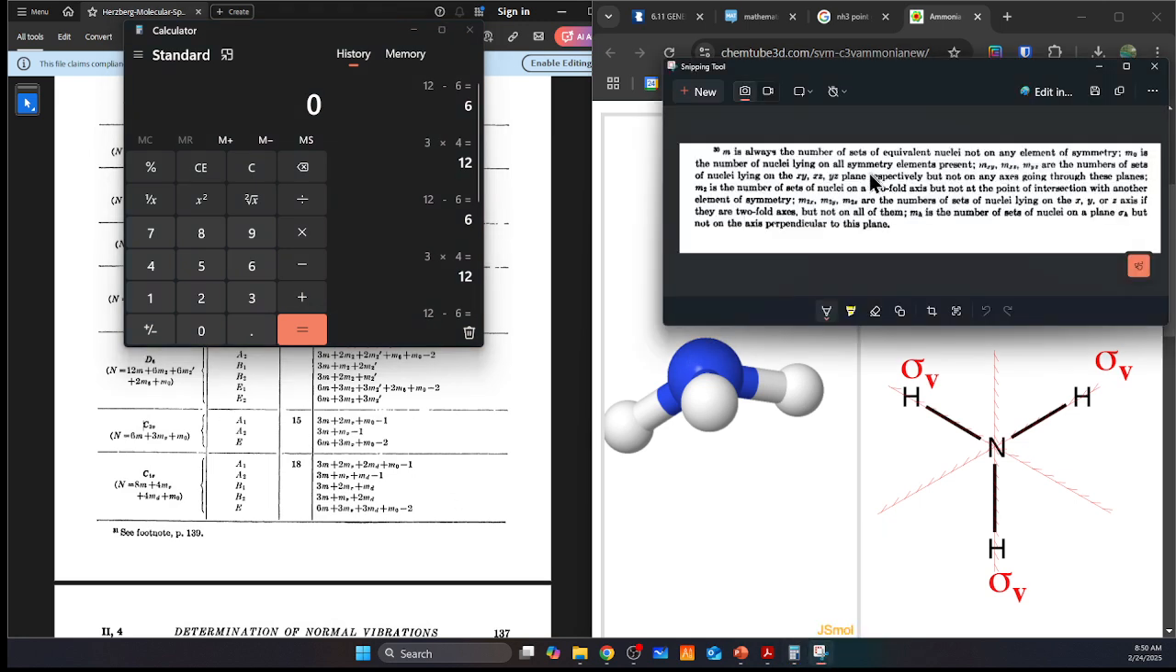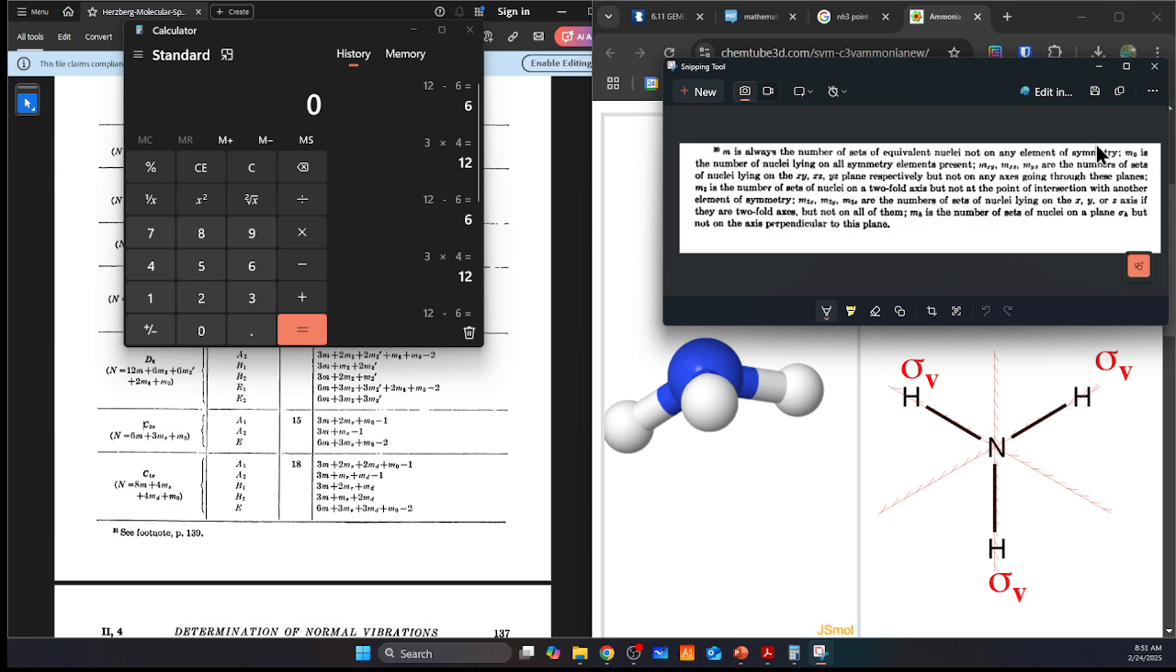Okay. So we go through, and M would always be the number of sets of equivalent nuclei not on any element of symmetry. Well, that's not true for any of these, is it? You have the plane of symmetry, it goes through everything here, and so you don't have anything that's not on any element of symmetry. Notice the terminology here, equivalent nuclei. The hydrogens here would be equivalent nuclei. They're the same type of nuclei, right? Nitrogen then would be another set of equivalent nuclei. Even though it's only 1, it still makes a set of 1, right?